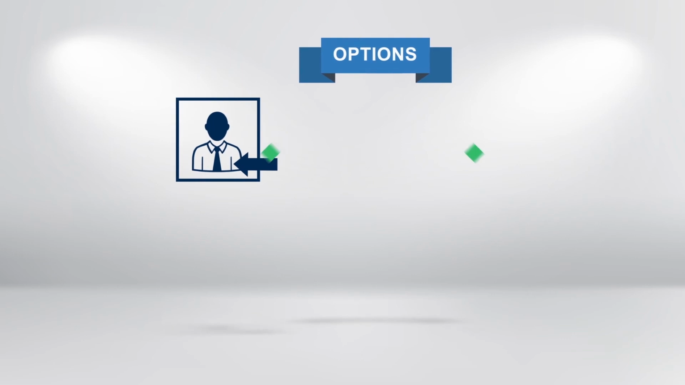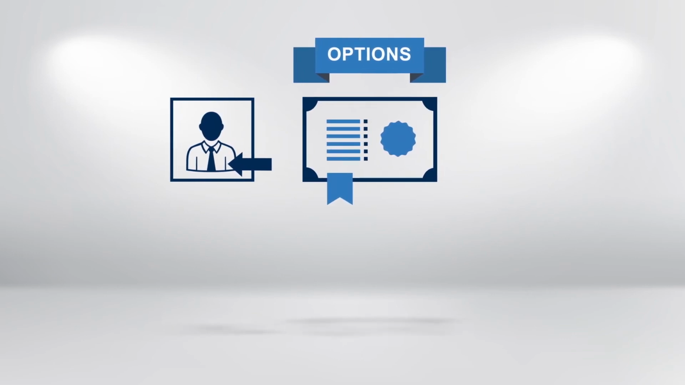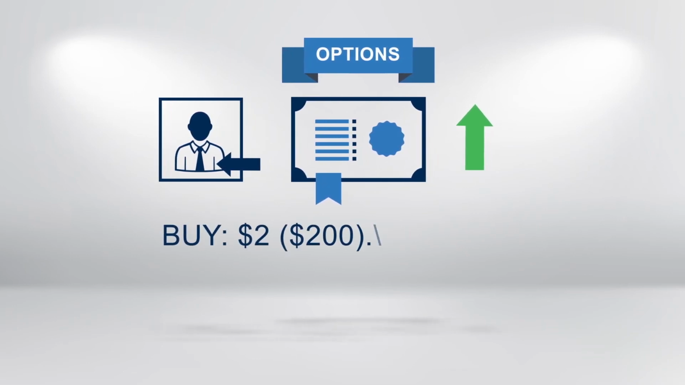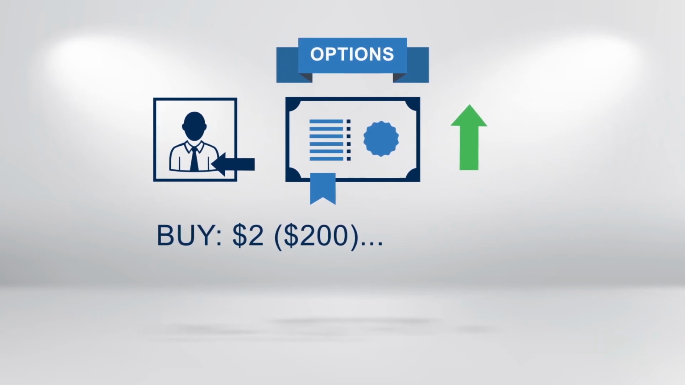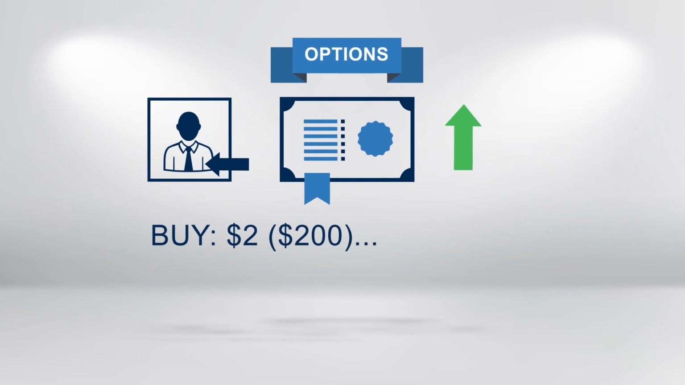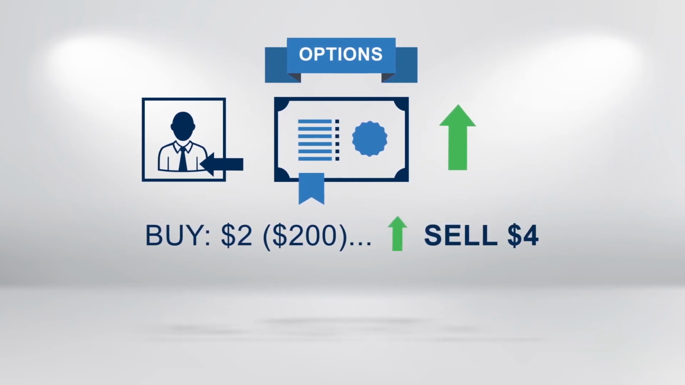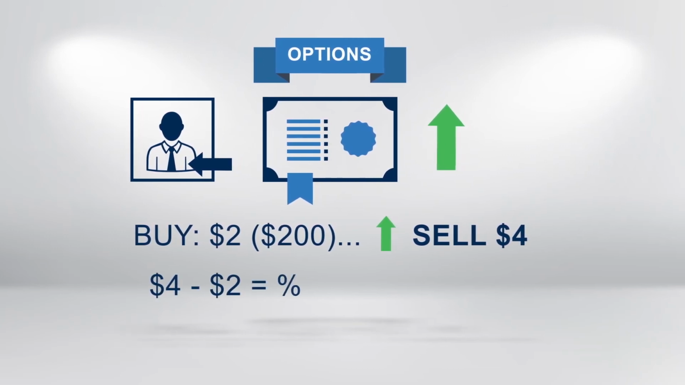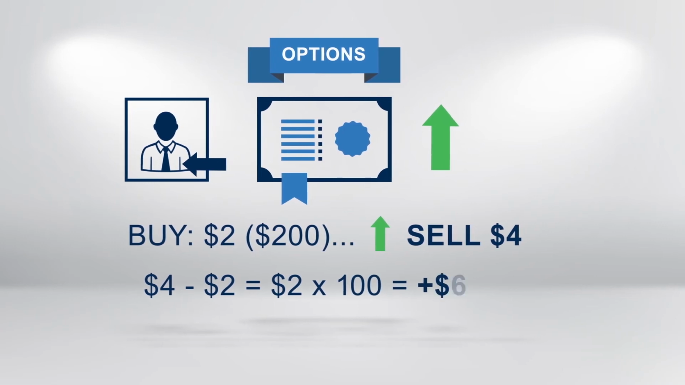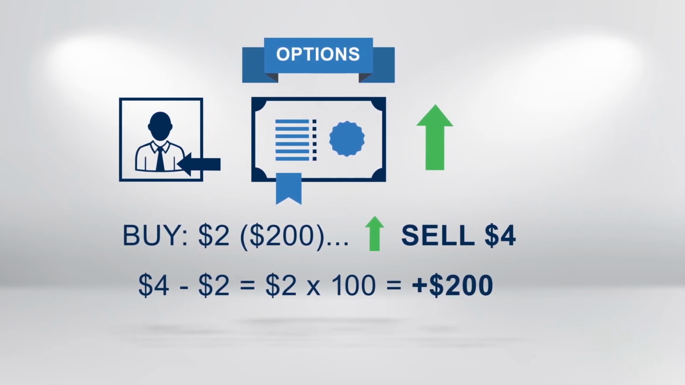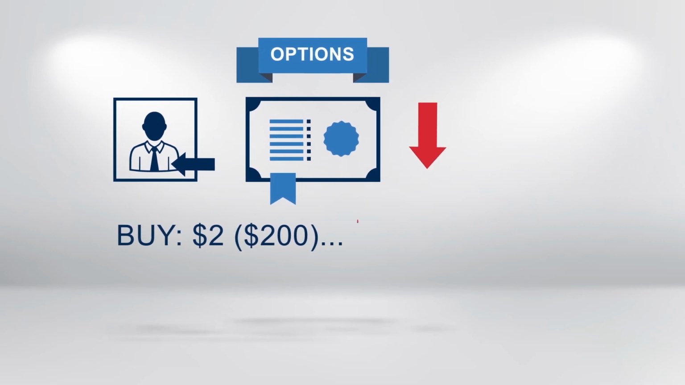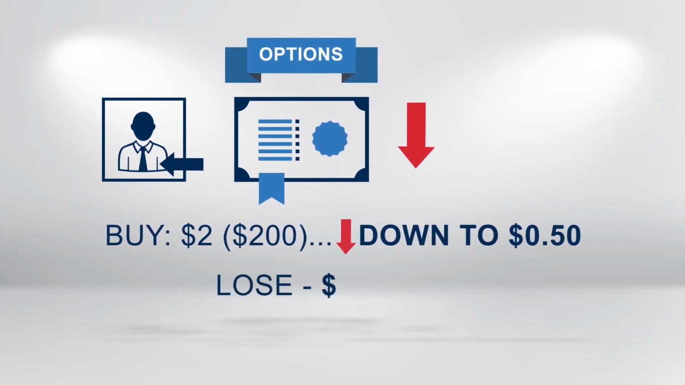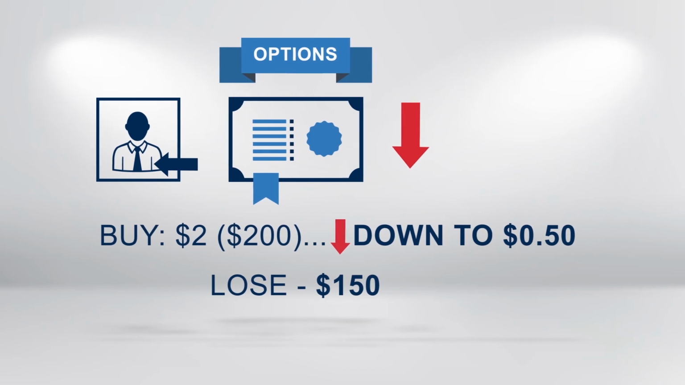Now, as a buyer, you would gain from an option contract when the option contract goes up. For example, if you buy an option for $2 or $200 per contract, remember we have multiplied the premium by 100, and then you sell that option for $4, you would profit from the difference of $4 minus $2, which equals $2 times 100 shares, or $200. On the other side, if the value of the contract we bought goes down to just 50 cents, you would lose $1.50 per contract, or $150.